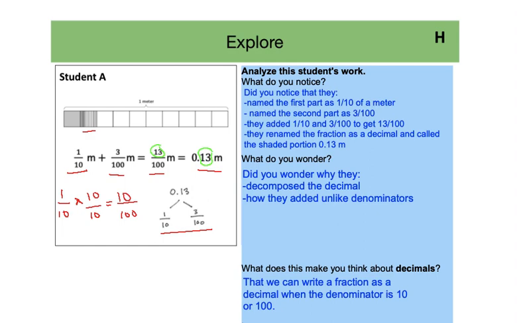Well, we've come to the end of this video segment. I hope that this has helped you in looking at how to model hundredths. Great job.